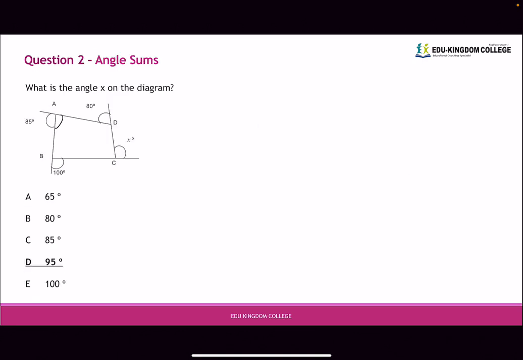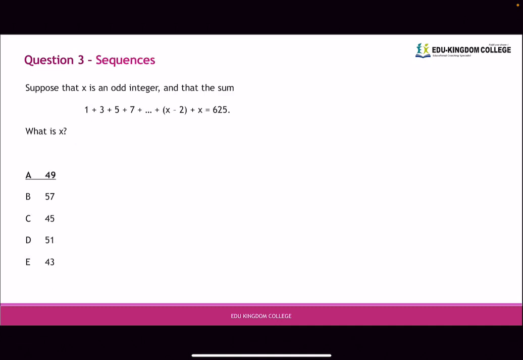Angles. Basically, angles on a straight line equal 180 degrees. So this is going to be 95, 100, 80. And so if you calculate, this is going to be 85, because angles in a quadrilateral add up to 360 degrees. And so using our straight line theorem again, angles on a straight line equal 180, this x should equal 95 degrees.